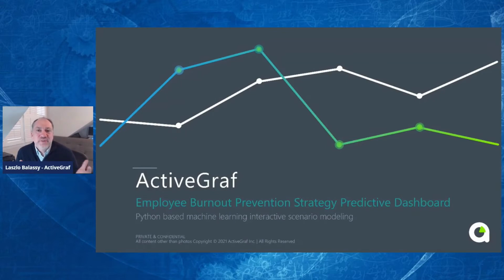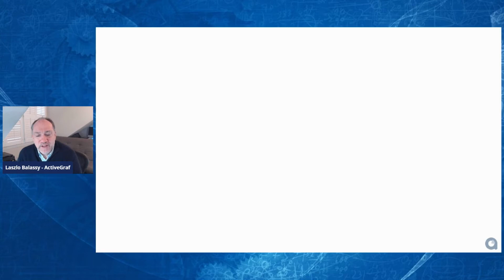We've got some new machine learning applications of our technology. ActiveGraf is interactive scenario analysis and presentation software. And what we are using now as a use case, just to demonstrate its capabilities, this is one use case among very many in financing, financials, consulting, and elsewhere, is this Python-based machine learning employee burnout prevention strategy predictive dashboard that we have. And just a few words about ActiveGraf.